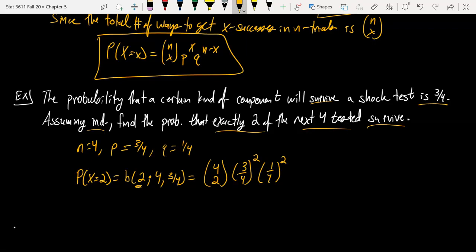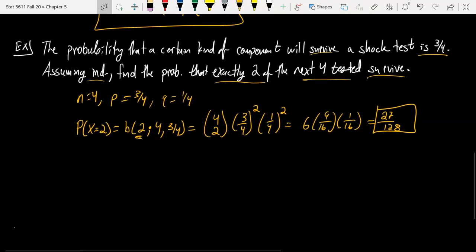So we have 4 choose 2, which is 6, I believe. 6 times 9/16 times 1/16, and that is 27 over 128 after we reduce. That looks good. Okay, so there's a binomial distribution. What's the probability that exactly 2 of the next 4 tested survive? 27 out of 128. All right.